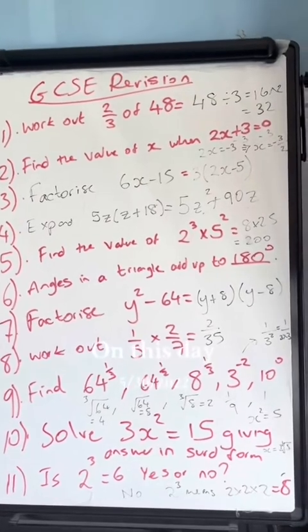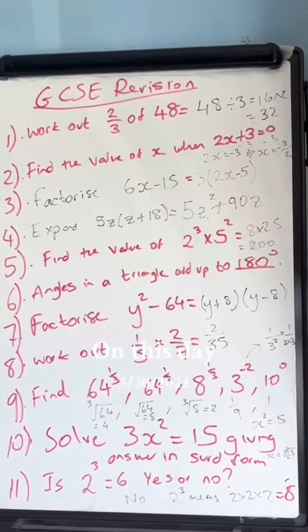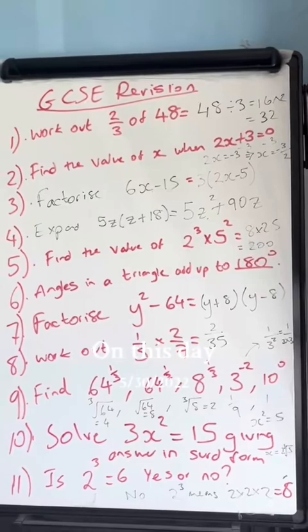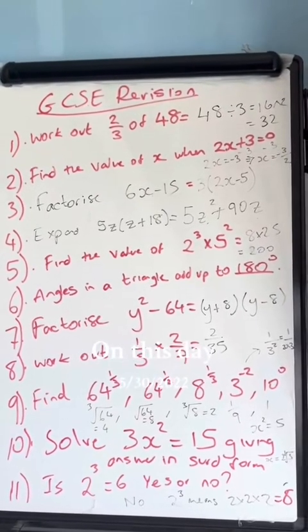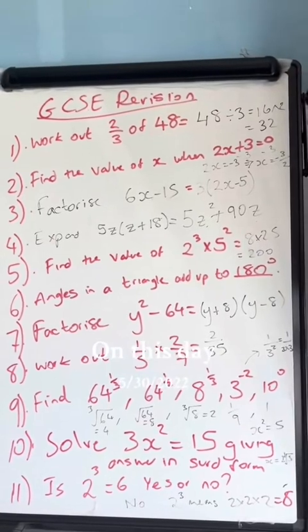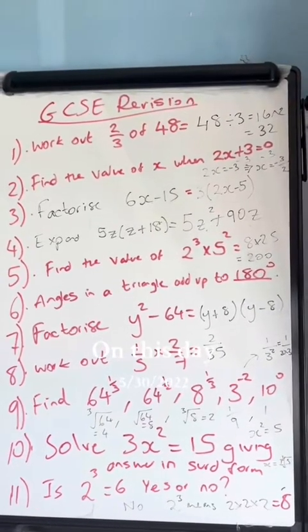Okay, this is question number 8, guys. Work out 1/5 times 2/7. Multiplying fractions, all I do is times the top numbers together and the bottom numbers together. 1 times 2 is 2.